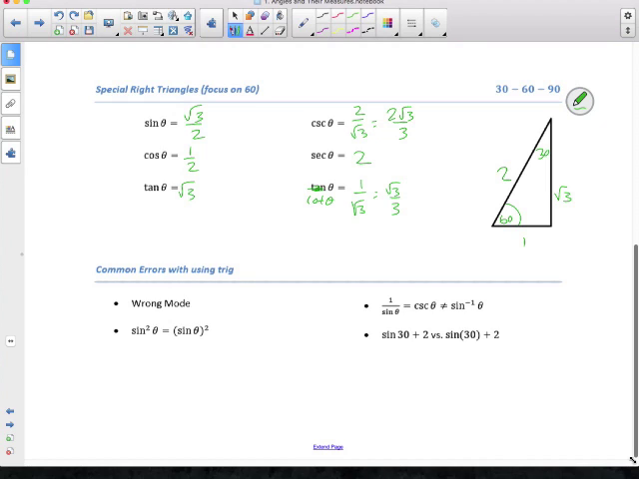Okay, here's some Q&A for you. These are common errors that people mess up. Number one thing that they do is the wrong mode. Okay, in your calculator you have radian and degree mode. You got to make sure you're in the right one.